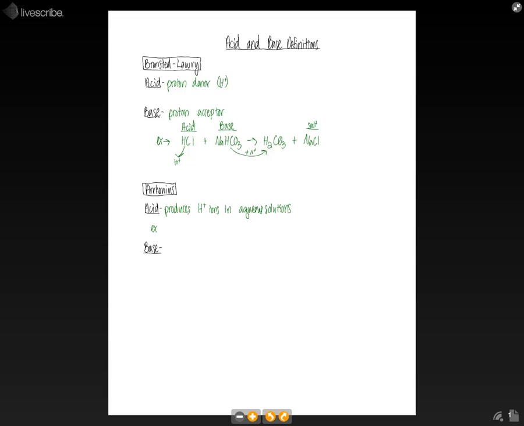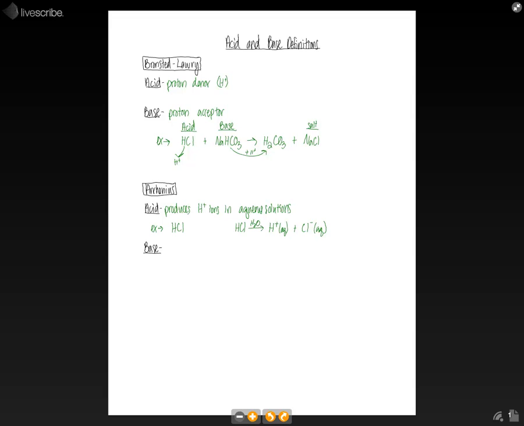An example, we can use HCl again. And if we look at this and see how this actually plays out, we have our HCl. If we put it in water, make it an aqueous solution, we're going to get H+ and Cl-. So we can see that it produces the H+ ions, so it is therefore an acid.